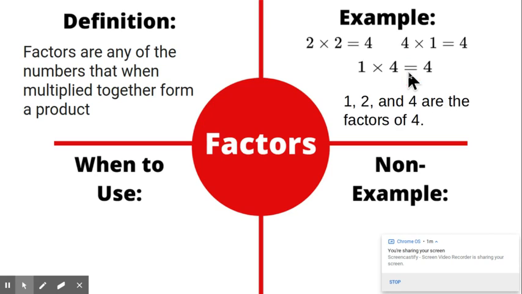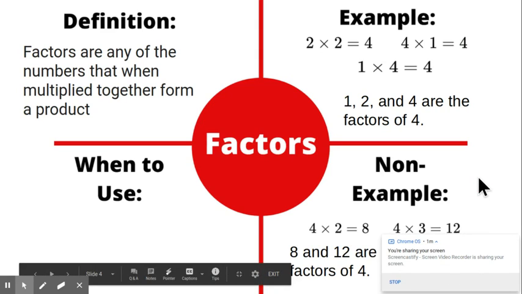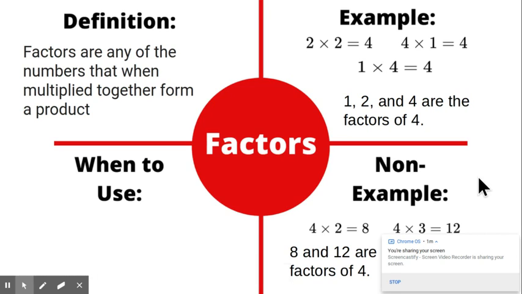Some other examples. Well, 2 times 2 equals 4, 4 times 1 equals 4, and 1 times 4 equals 4. That means that 1, 2, and 4 are the factors of 4. Non-examples. Well, 4 times 2 does equal 8, and 4 times 3 equals 12. But 8 and 12 are multiples of 4, not factors of 4.